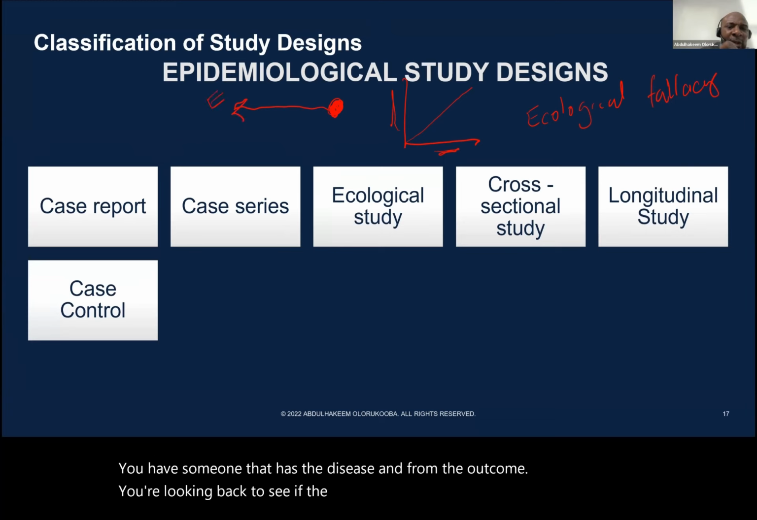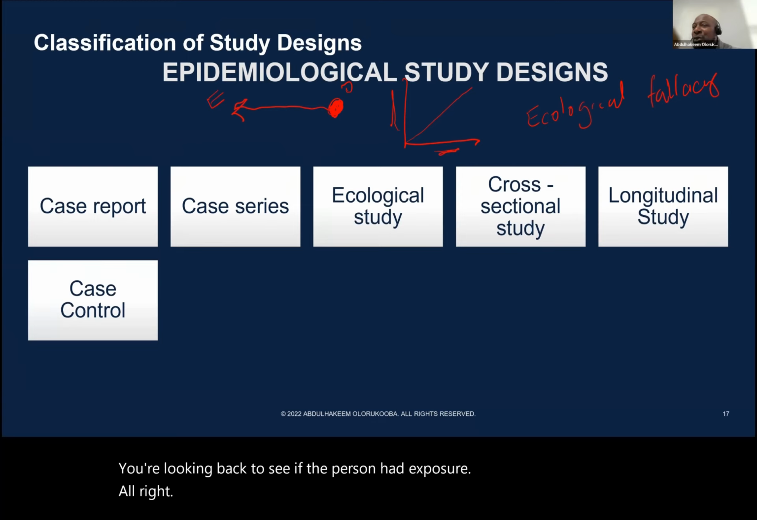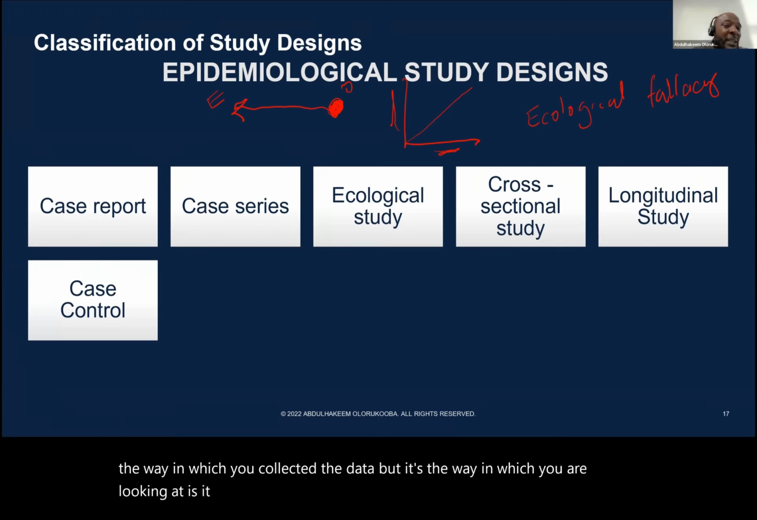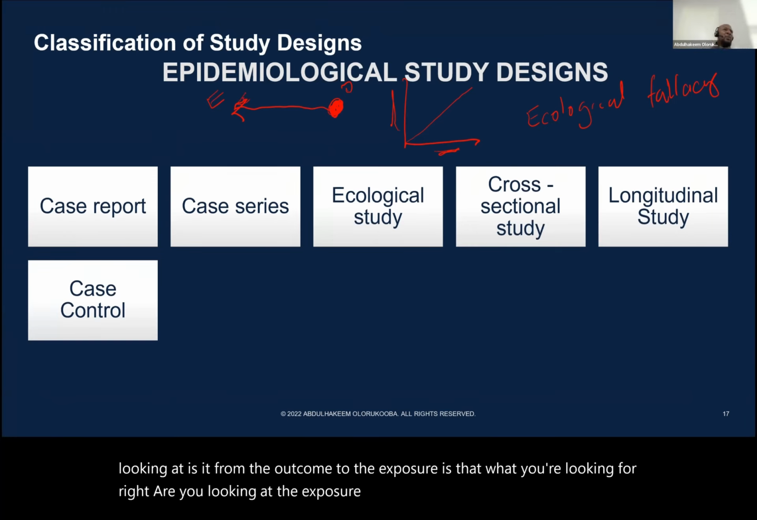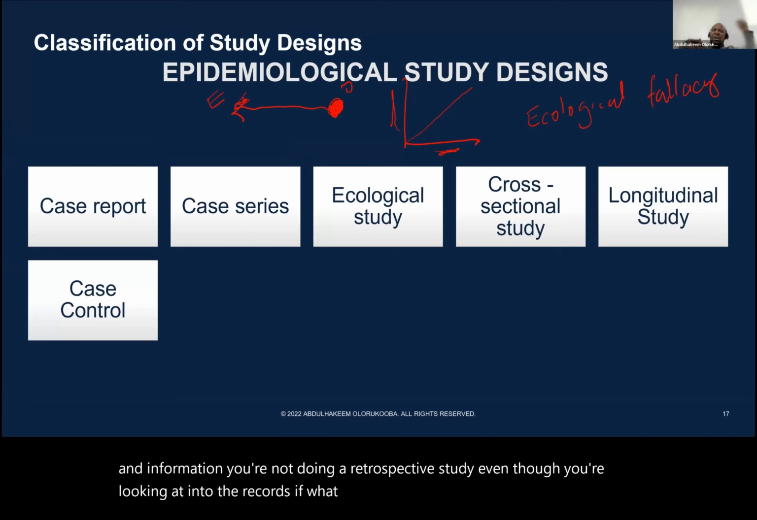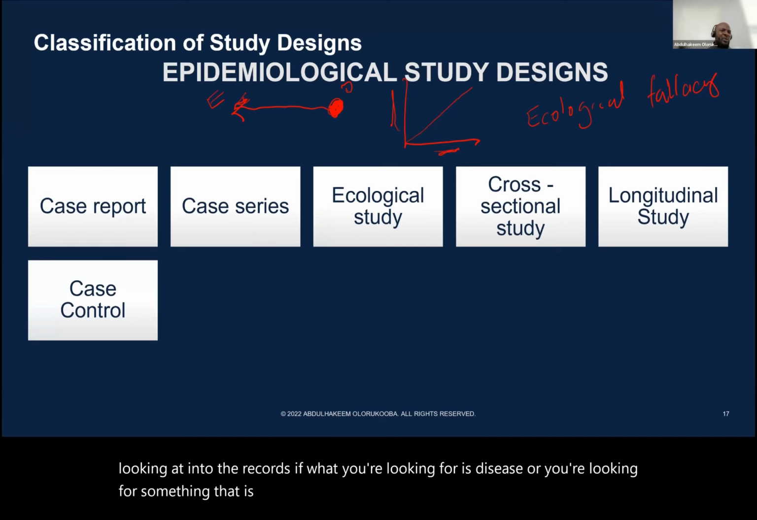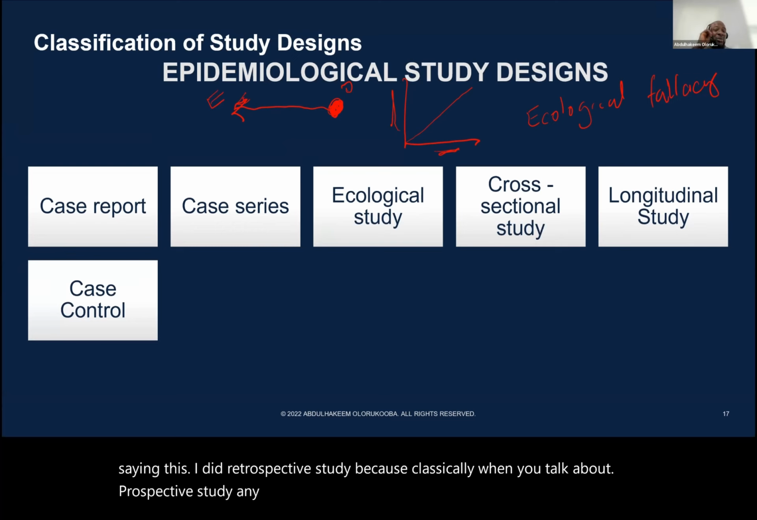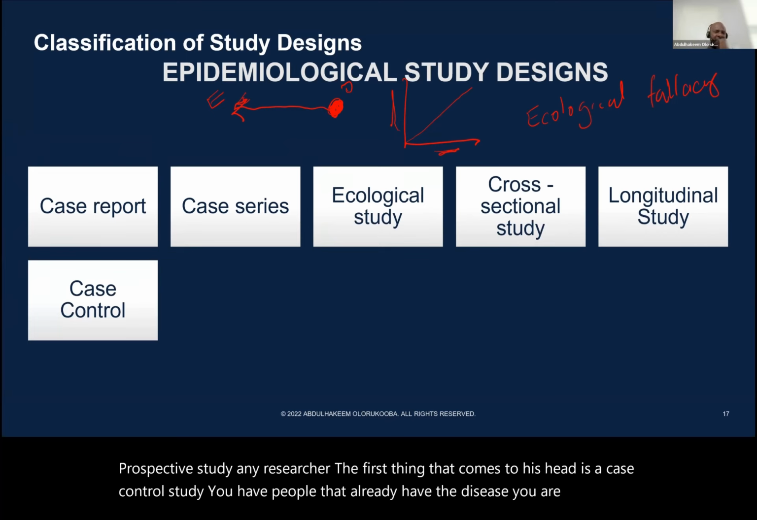All right. So when you're talking about retrospective, it's not because of the way in which you collected the data, but the way in which you are looking at it. Is it from the outcome to the exposure? Is that what you're looking for? If you're not looking at exposure information, you're not doing a retrospective study, even though you're looking into the records. If what you're looking for is disease, or something that is not an exposure, then you shouldn't go around saying I did a retrospective study. Because classically, when you talk about retrospective study, the first thing that comes to any researcher's head is a case control study. You have people that already have the disease, you are looking back to see exposure.